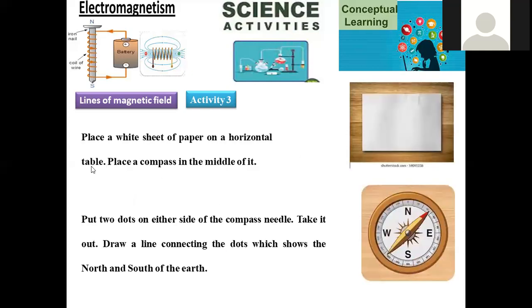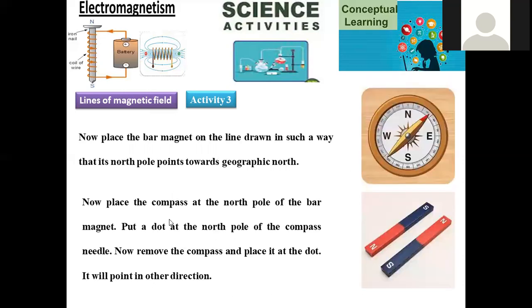Let's find out now. Place a white sheet of paper on the horizontal table. Place a compass in the middle of it. Here there is a table, and we are taking a white paper, and a compass was placed on it. Put 2 dots on either side of the compass needle. Take it out. Draw a line connecting the dots, which shows north and south of the earth, right? So in which direction the needle is inclined, in the same manner, we have to put hypothetical dots on this white paper. After that, both the dots are supposed to be connected.